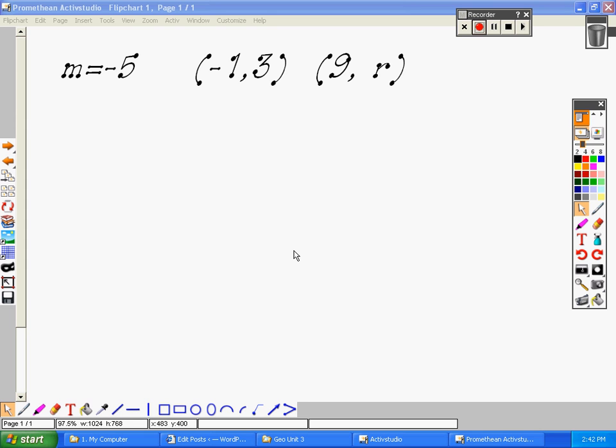Hey boys and girls, one of the things we did in class today was finding slope, which was chapter 5.1. One of the particular problems you may have a little trouble with, I wanted to kind of help you out.